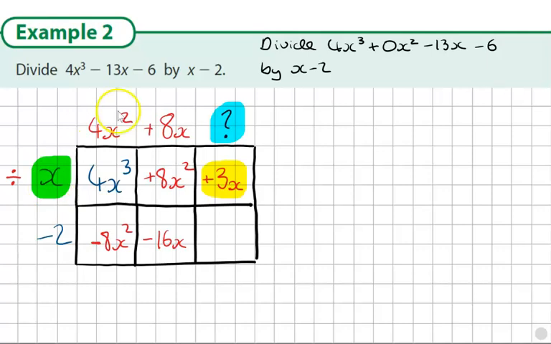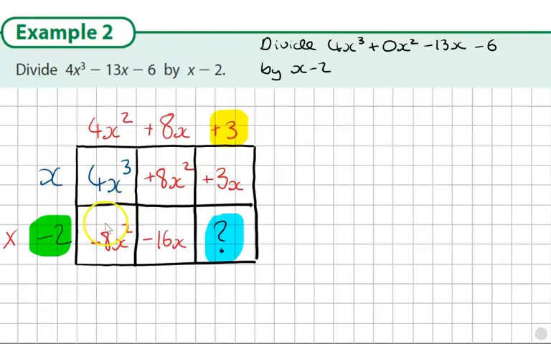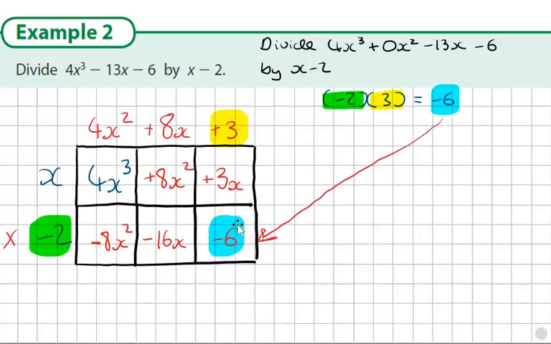Likewise, we can say x multiplied by something gives us 3x. 3x divided by x, the x's will cancel, and we're left with 3. So x multiplied by 3 gives us 3x, so 3 goes on top. So we've done our division. Next is multiply, so we're moving downwards. 3 multiplied by minus 2 gives us our answer in our final box. Minus 2 times 3 gives us minus 6, so that goes into our final box. It's always a constant in the last box.